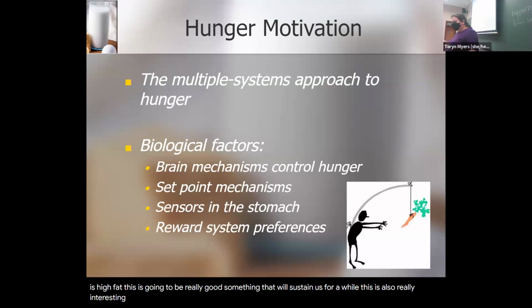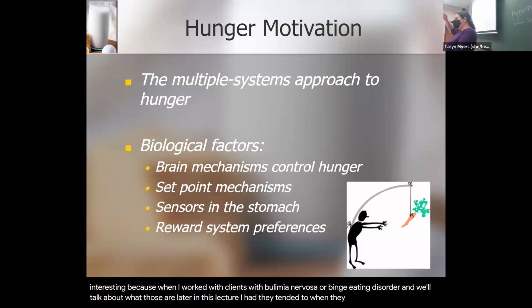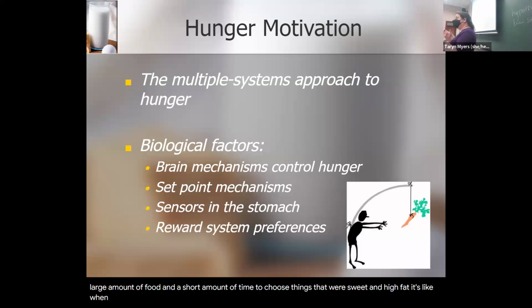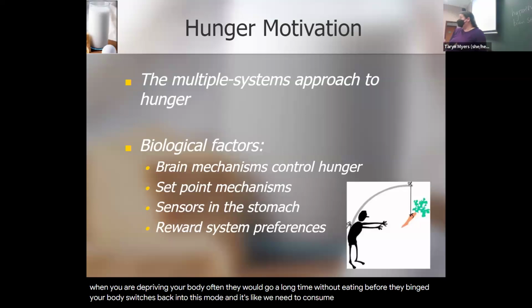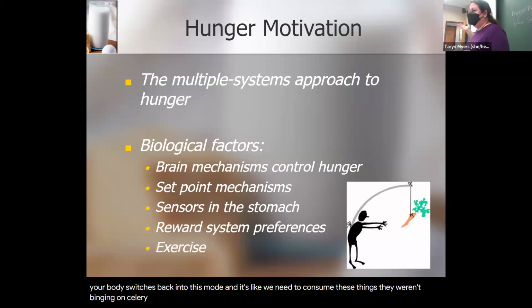This is also really interesting because when I worked with clients with bulimia nervosa or binge eating disorder, and we'll talk about what those are later in this lecture, when they binged, when they ate a large amount of food in a short amount of time, they tended to choose things that were sweet and high fat. Often they would go a long time without eating before they binged. It's like when you are depriving your body, your body switches back into this mode and it's like, we need to consume these things, right? They weren't binging on celery, right? Their body was saying, grab high fat things, grab high carb things.